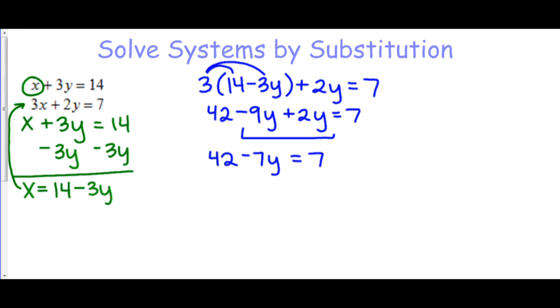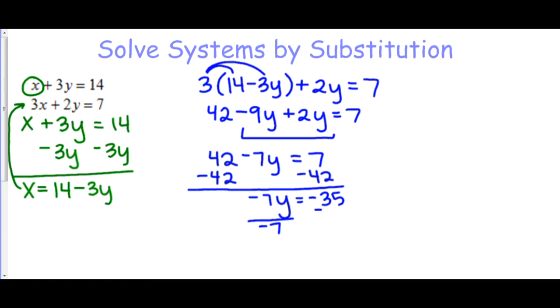To get the negative 7y alone, I need to subtract 42 from both sides. So that gives me negative 7y equal to negative 35. To get y by itself, I'll divide by the negative 7, and y comes out to a positive 5.